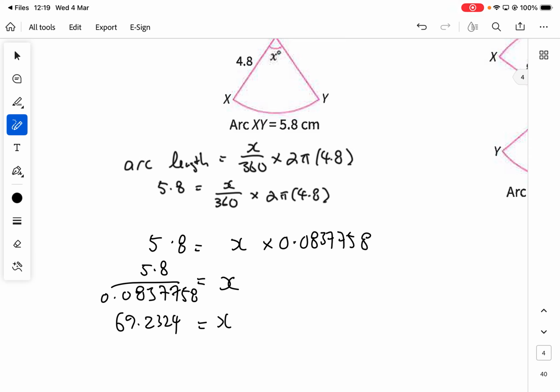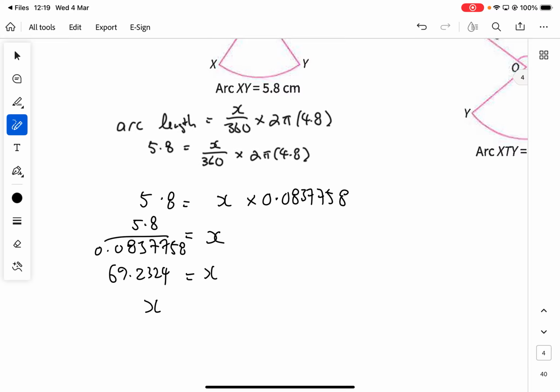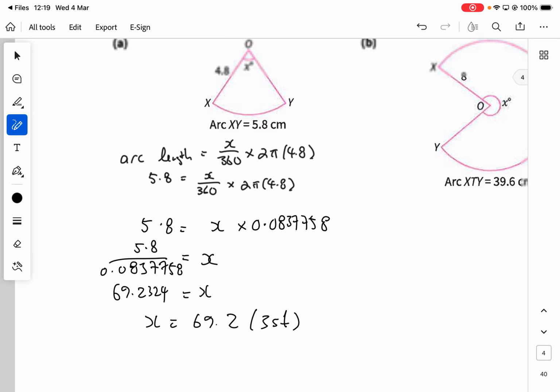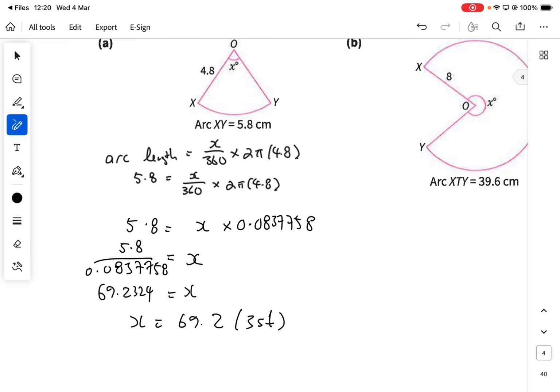Arc length is equals to x over 360 multiply 2 pi times 8. Then now I know that the arc length is 39.6. Then same. All the numbers I key inside calculator. 2 times pi times 8 divided by 360. 0.139626.